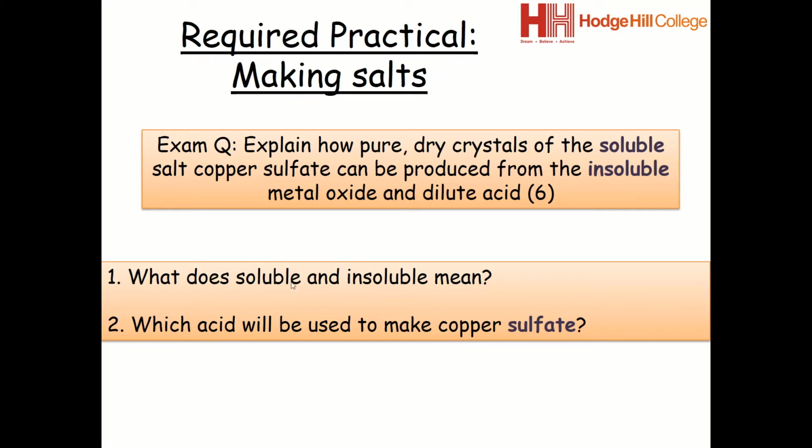Okay, soluble. The word soluble means that the chemical is able to dissolve in a liquid. Insoluble means that the chemical cannot dissolve in the liquid. And number 2, the acid used to make copper sulfate, well, the sulfate here gives us a clue, so we will be using dilute sulfuric acid.